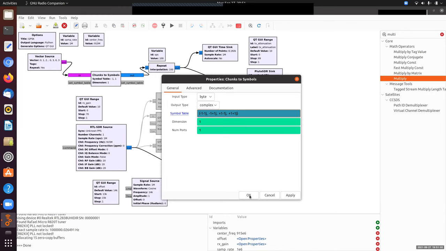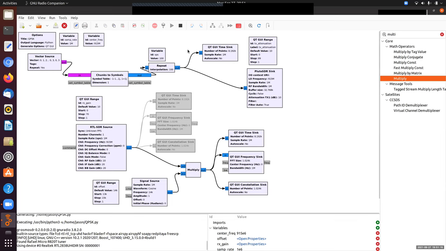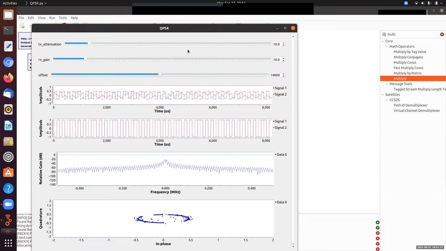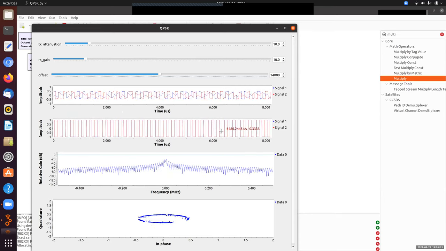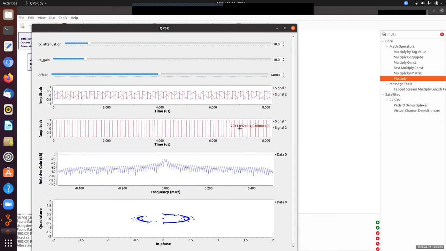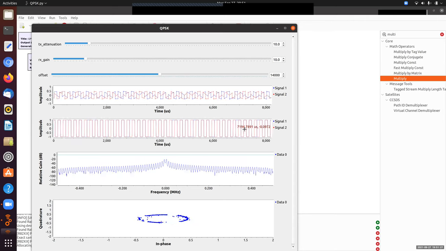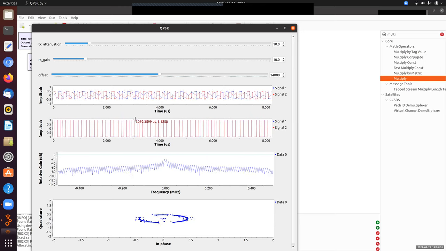Okay, so now these indices are going to be looked up in this table and turned into complex numbers. And that's the only change I'm going to make. So let me play that. And there's a couple of things you notice here. So this clean looking graph is the graph of the real and the imaginary parts of what is coming out. Let me pause this and zoom in a little bit.